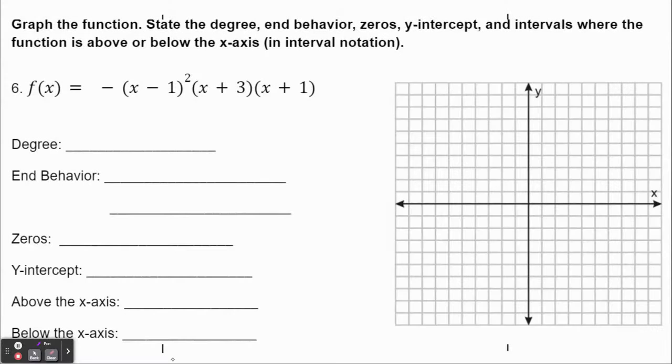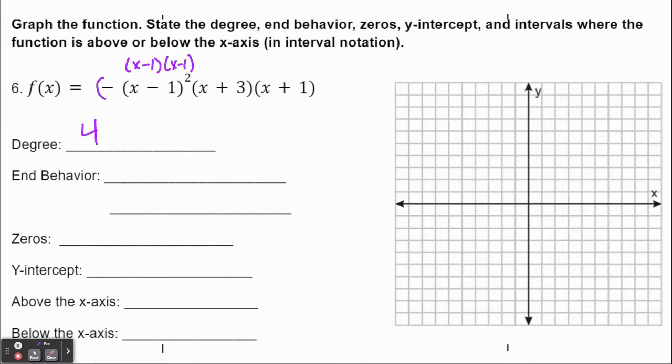Here we're going to graph the function. All of these things below here are going to help us graph that function. So the first thing I'm going to do is look at the degree. First, I've got to remember though that (x minus 1) squared is like saying (x minus 1) times (x minus 1), because our degree here is actually going to be 1, 2, 3, and 4.